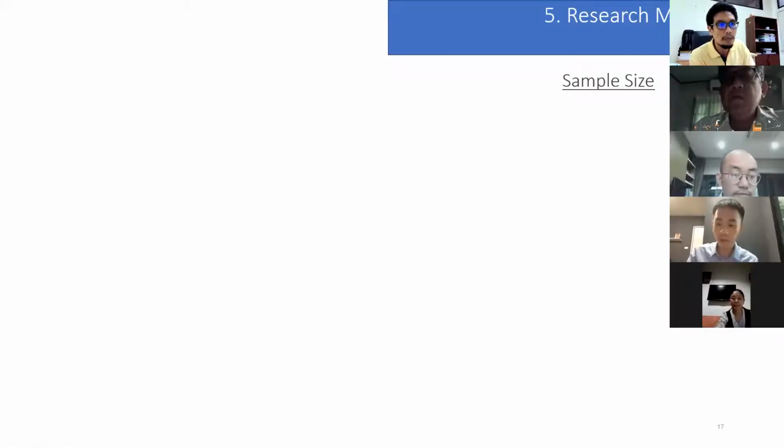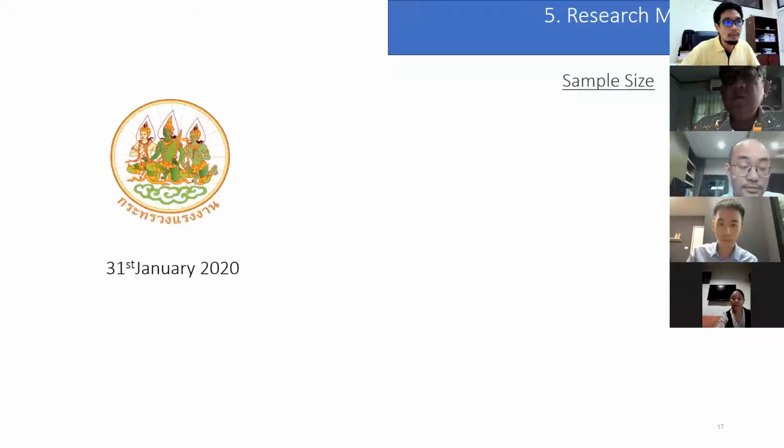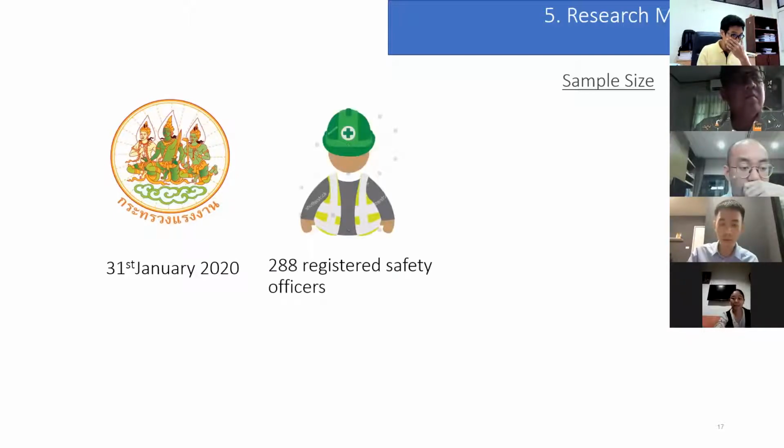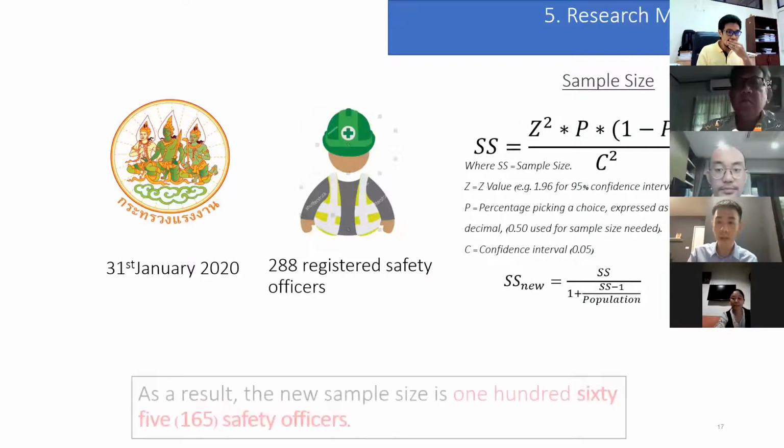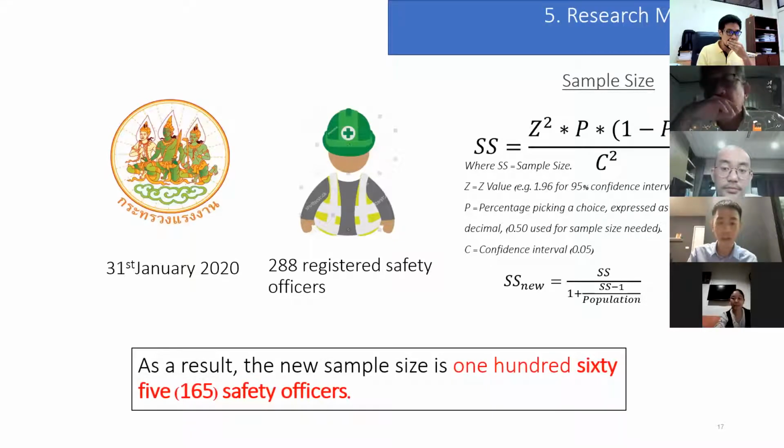And for the sample size, I use the Krejcie and Morgan system. According to the Ministry of Labor, as of 31st January 2020, there are 288 registered safety officers. So by using the Krejcie and Morgan formula, I get 165 that were used in this research.